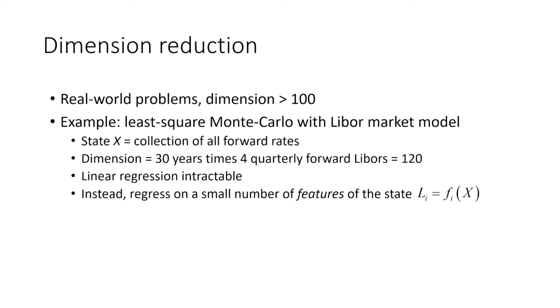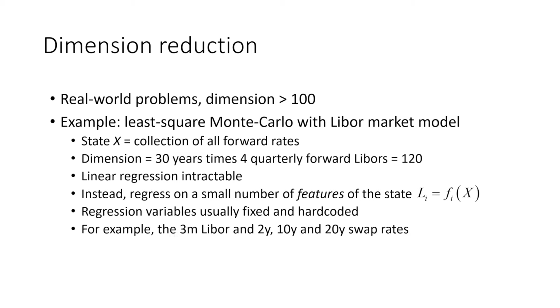Instead, most implementations perform regression on a small number of fixed functions of the state, generally called features, and often called regression variables in the context of LSM. The choice of these regression variables is usually fixed manually and hard-coded in the implementation.